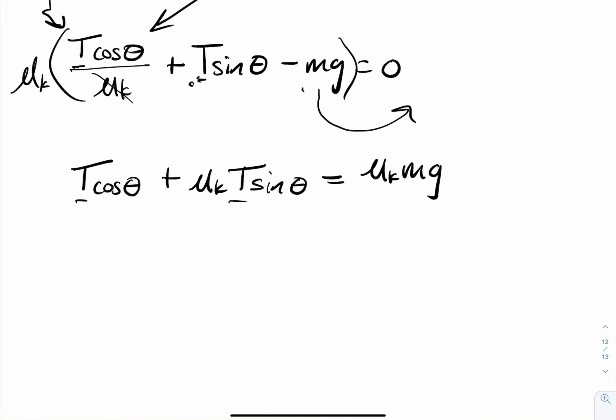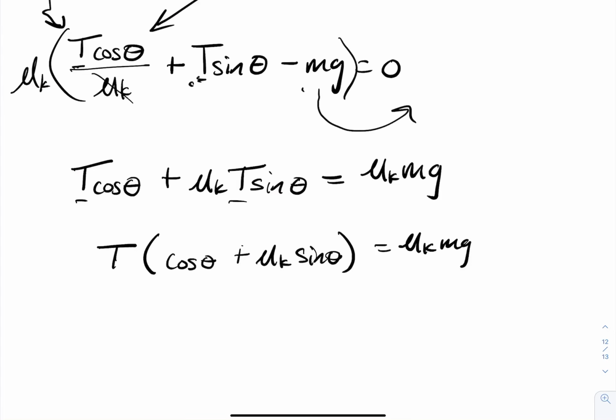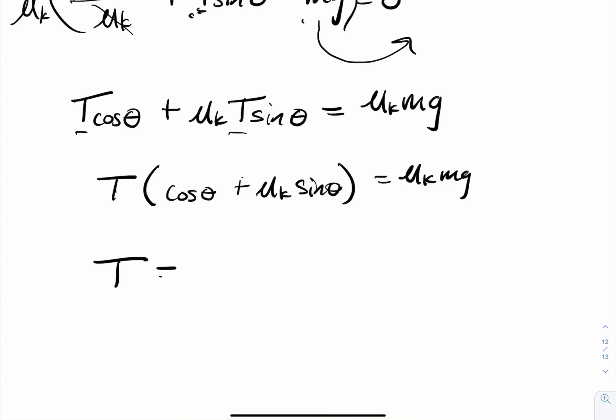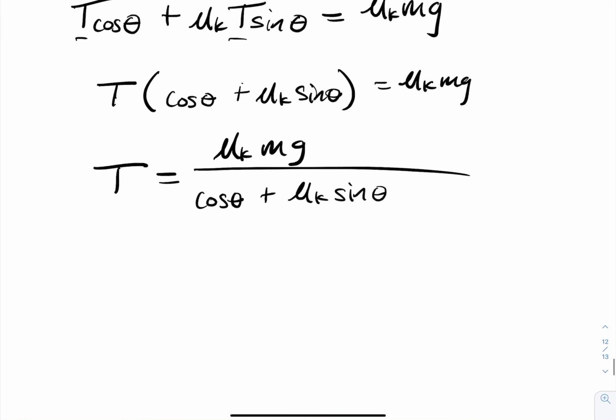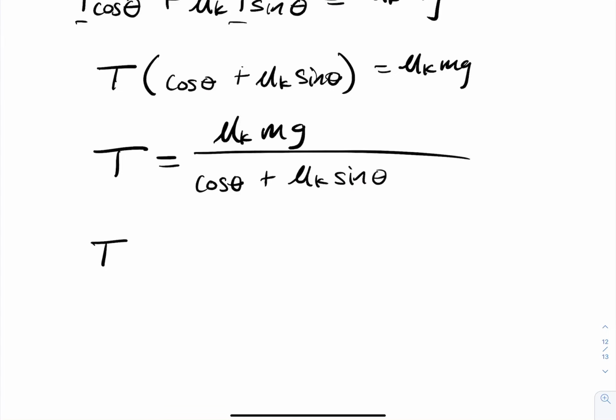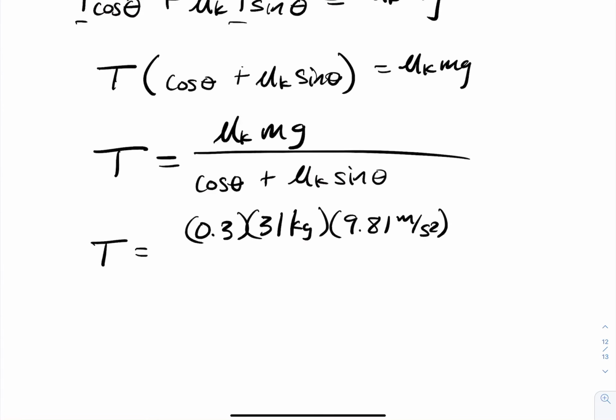Now I'm going to factor my T out because it's a common variable. And finally, I can divide everything over and solve for tension. So tension is equal to mu sub k mg divided by cosine theta plus mu sub k sine theta. We can substitute our values, 0.3. Mu sub k is a unitless quantity. Mass was 31 kilograms. And g is 9.81 meters per second squared. Remember, we never put a negative sign in when we have mg like that.